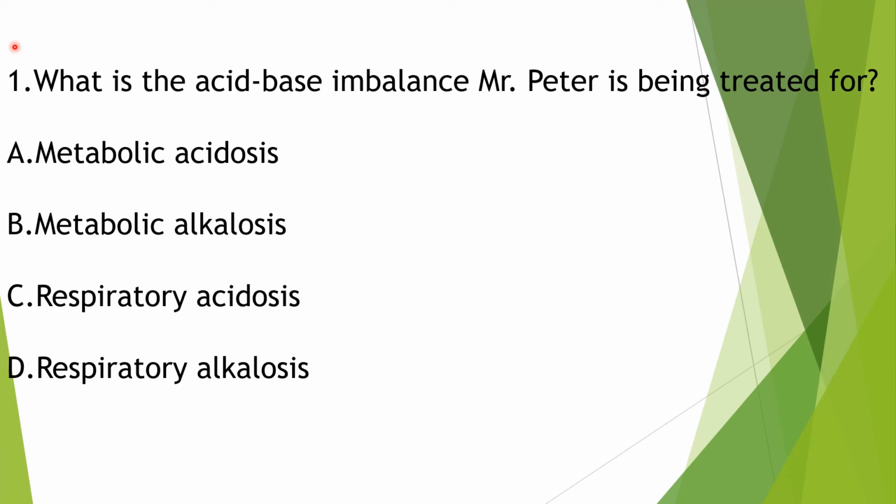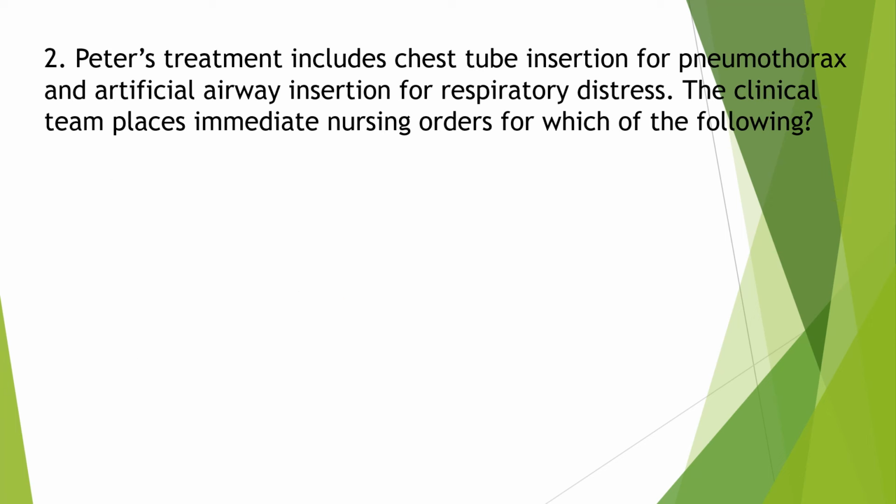Let's see the first question based on the scenario, which is the acid-base imbalance which Mr. Peter is being treated for. Metabolic acidosis, metabolic alkalosis, respiratory acidosis, respiratory alkalosis. Already we have told the answer, it is respiratory acidosis because the pH is low and also the PaCO2 is more. Next question. Peter's treatment includes chest tube insertion for pneumothorax and artificial airway insertion for respiratory distress. The clinical team places immediate nursing orders for which of the following?